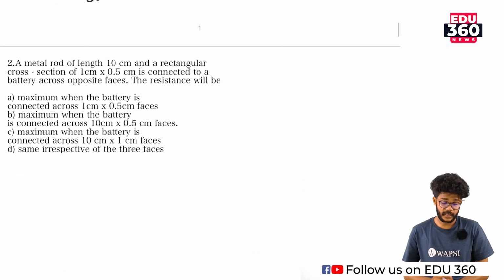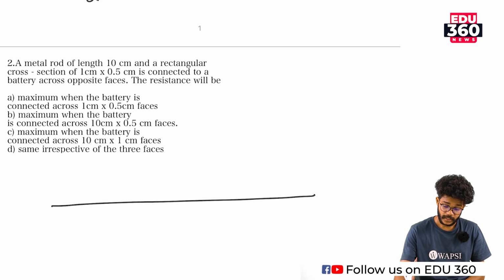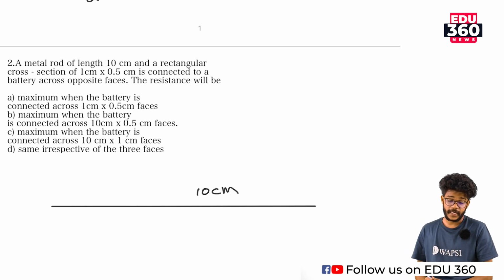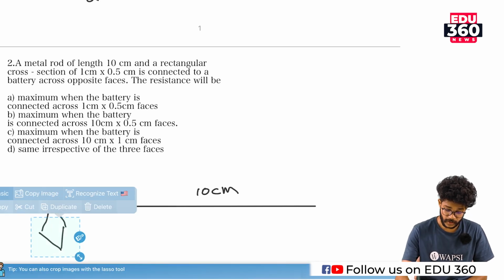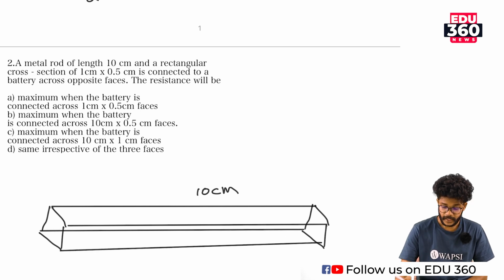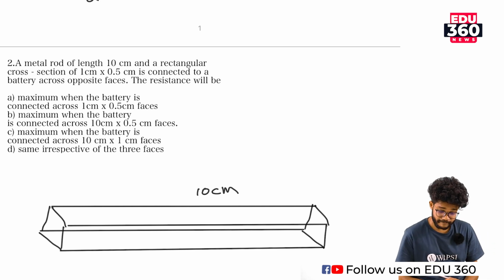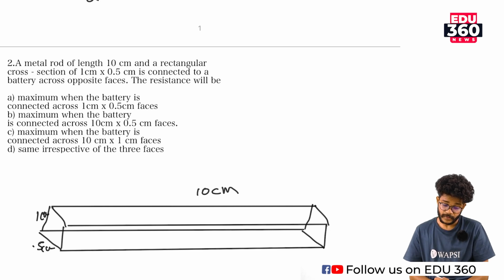The next question is the second one. A metal rod of length 10 centimeter and a rectangular cross section of 1 centimeter into 0.5 centimeter. That means we can draw a rectangular cross section on both sides. Consider that this is our metal rod: 10 centimeter of length, and 1 centimeter here and 0.5 centimeter here.